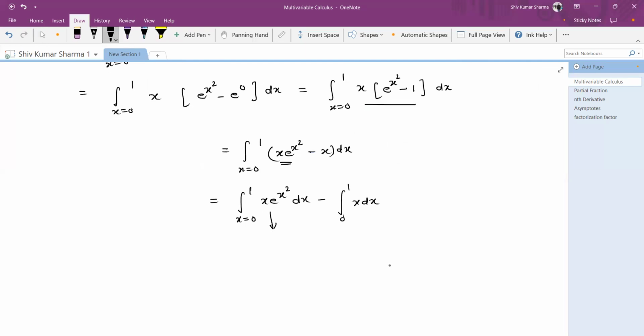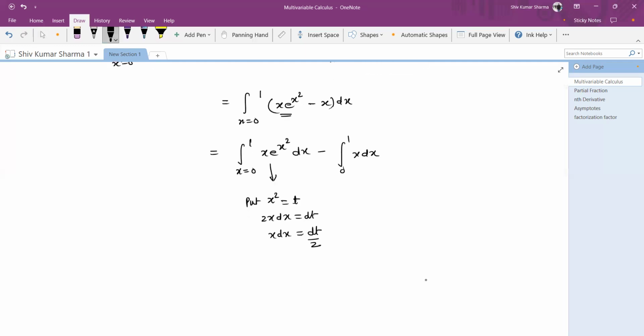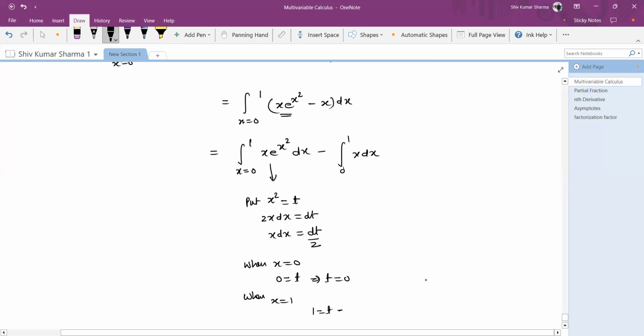How to solve this integral? We can solve it by using substitution. We put x square equal to t, so 2x dx equals dt, and x dx is equal to dt upon 2. Now we talk about the limits. When x is equal to 0, t gives us 0. And for the upper limit, when x is equal to 1, t equals 1. So the limits remain unchanged, where the limits are 0 to 1.